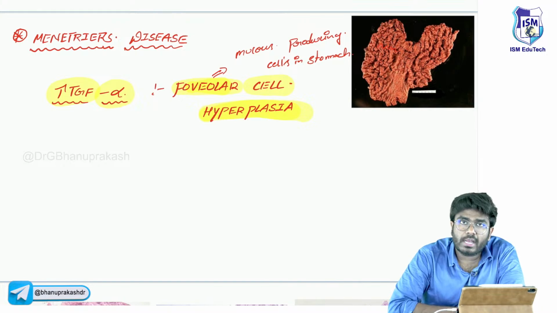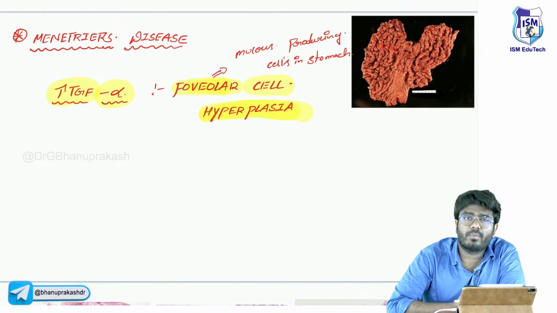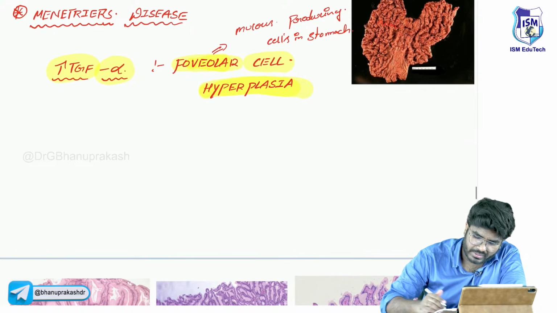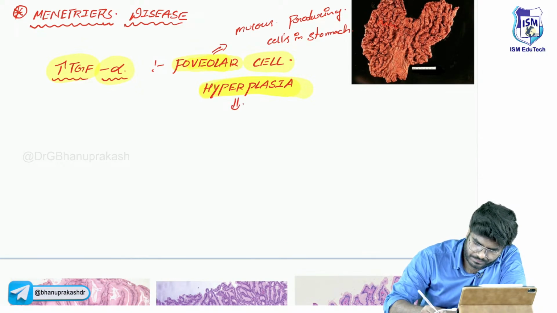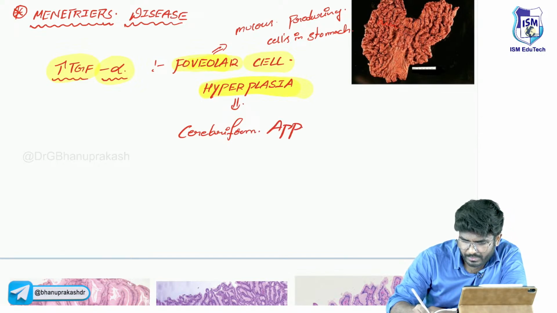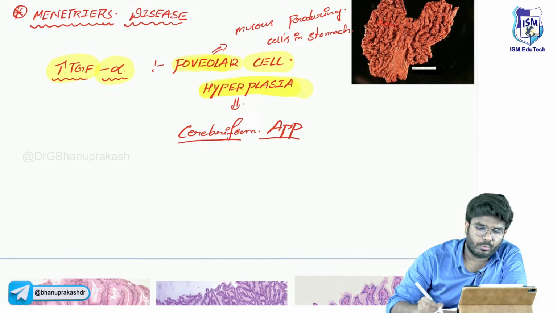Whenever these foveolar cells, which are also called surface mucus cells, undergo hyperplasia, the stomach is going to look like a brainy kind of appearance. So this is called the cerebriform appearance of the gastric rugae.